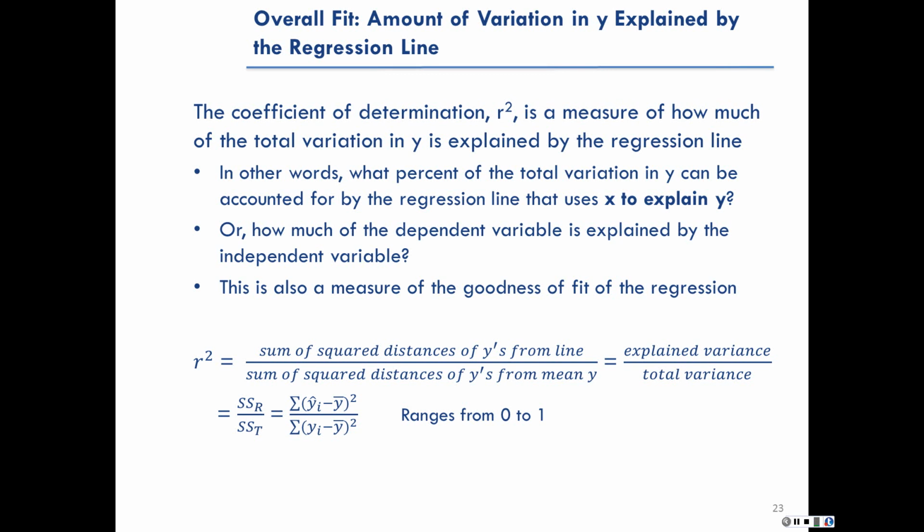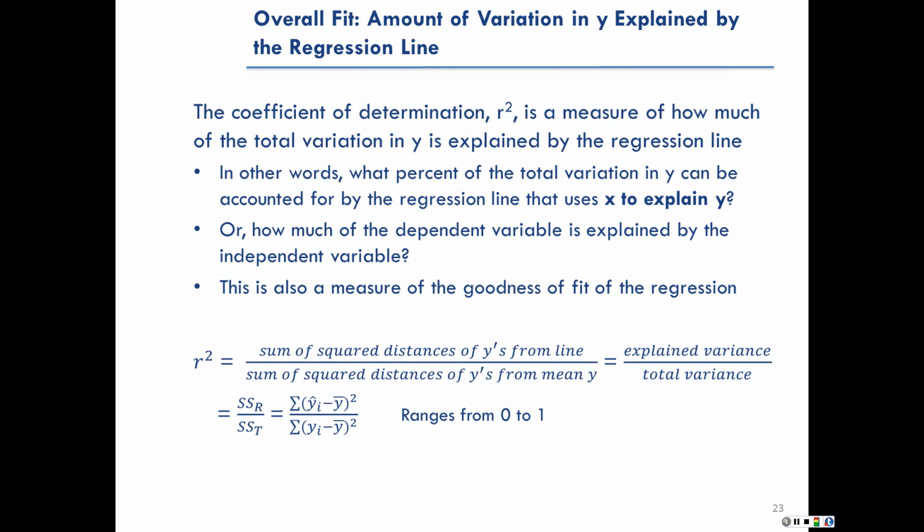And so r squared, you can see the formula down below there, is equal to the sum of squared distances of the predicted y's from the mean of y divided by the sum of squared distances of the actual y's from the mean of y, which is also the explained variance divided by the total variance, which is also the regression sum of squares, SSR, divided by the total sum of squares, SST. And you can see the formula for that there.